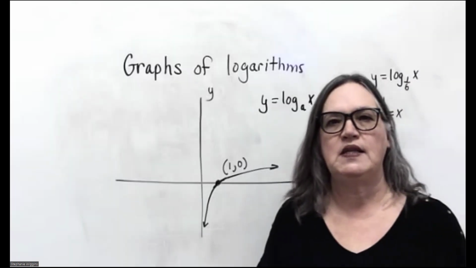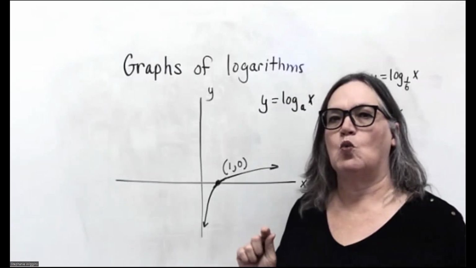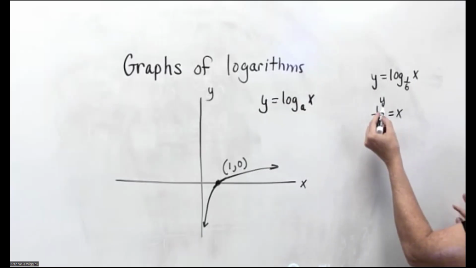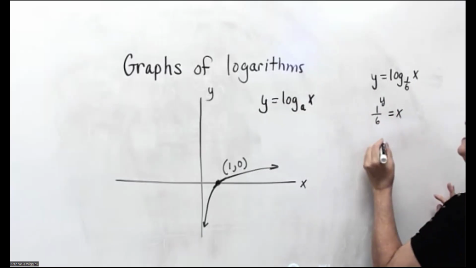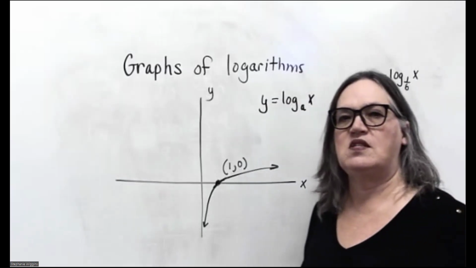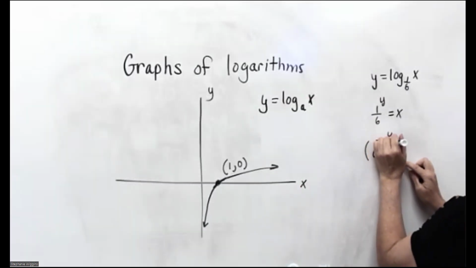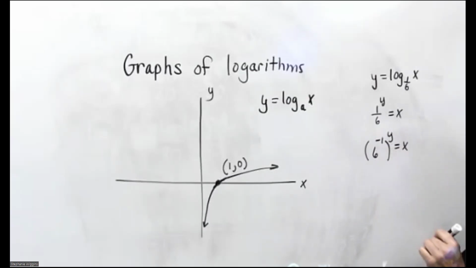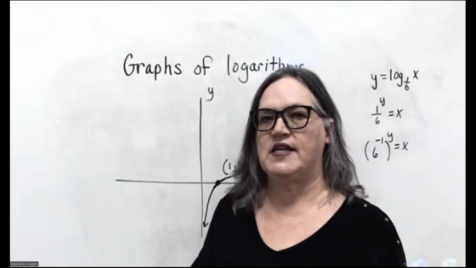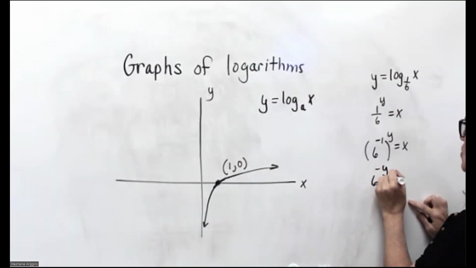Now, the reason why I've written it like this is because whenever you have a number less than 1 raised, like 1/6 in this case, you're going to recognize that this is the same as 6 to the negative 1. 1/6 is just 6 to the negative 1. And so I really have 6 to the negative 1 raised to y, and that's our x. And now when you raise an exponent to another exponent, you multiply. So I have 6 to the minus y equals x.